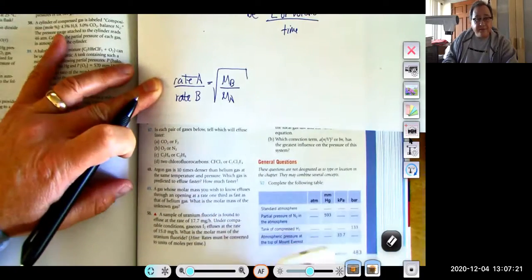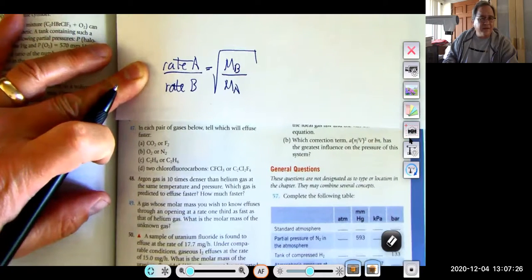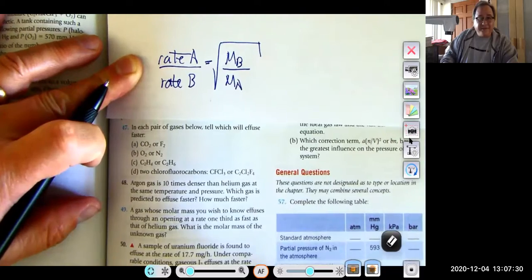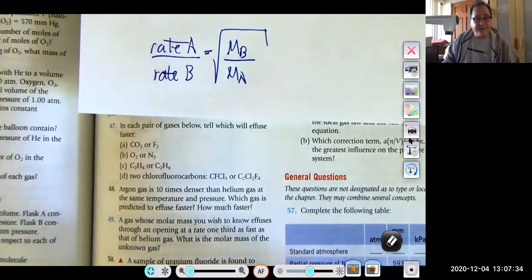Whoops. This thing zooms so incrementally, it's a pain.